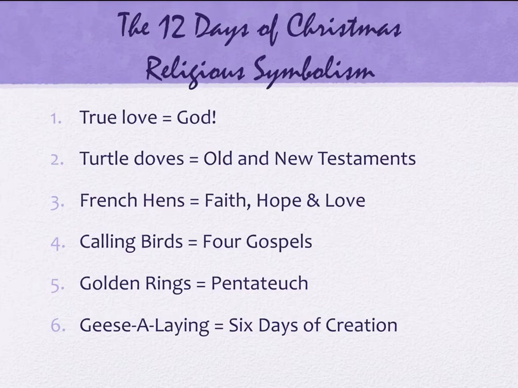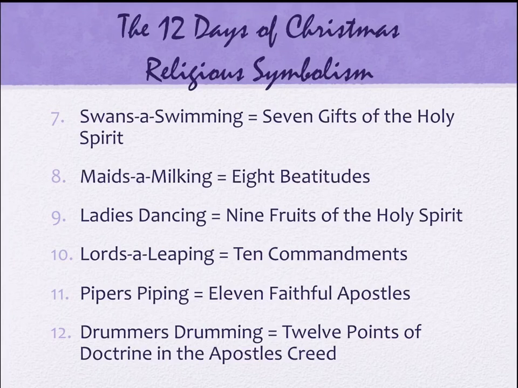Number 4 is the 4 calling birds, represent the 4 Gospels. The 5 golden rings are the Pentateuch, which is the first 5 books of the Old Testament. 6 geese a-laying stand for the 6 days of creation. 7 swans a-swimming are the 7 gifts of the Holy Spirit. 8 maids a-milking are the 8 Beatitudes. 9 ladies dancing are the 9 fruits of the Holy Spirit. The 10 lords a-leaping are the 10 commandments. The 11 pipers piping are the 11 faithful apostles. And then the 12 drummers drumming are the 12 points of doctrine in the Apostles' Creed.